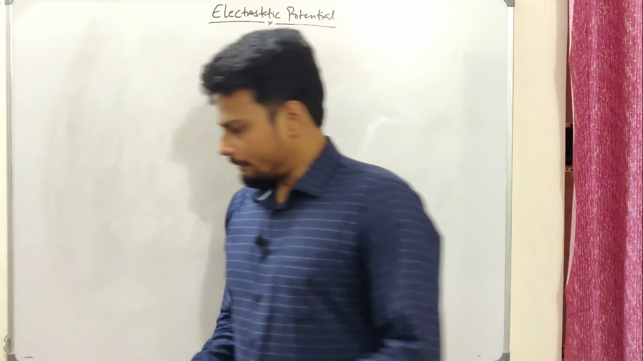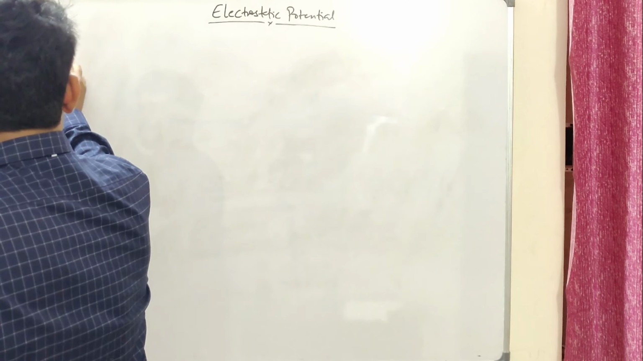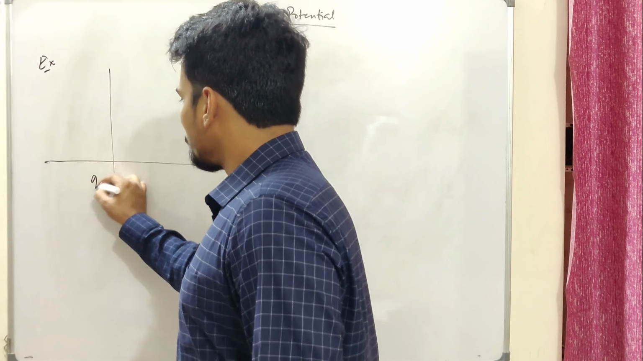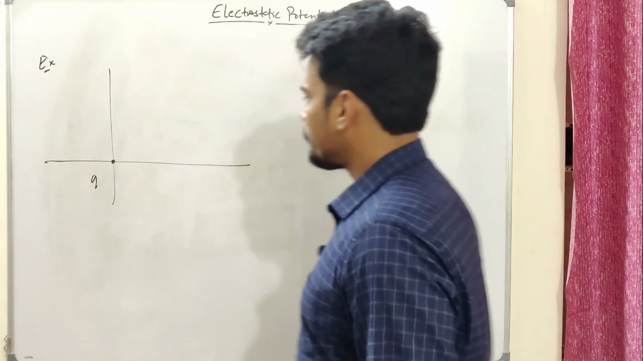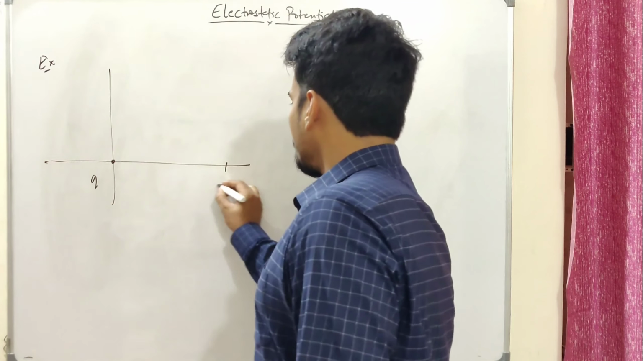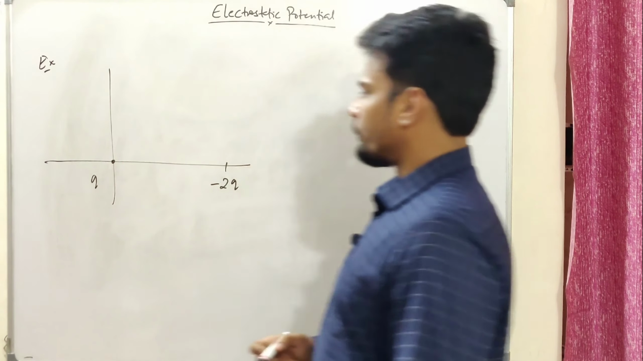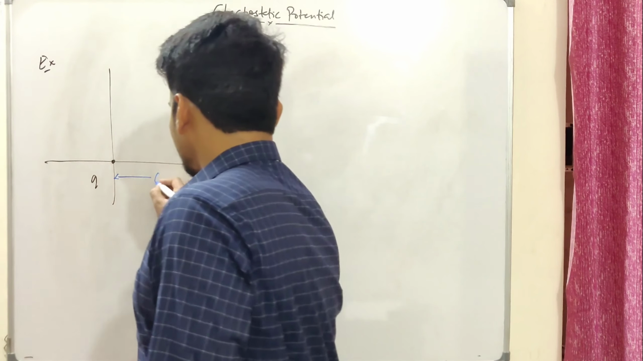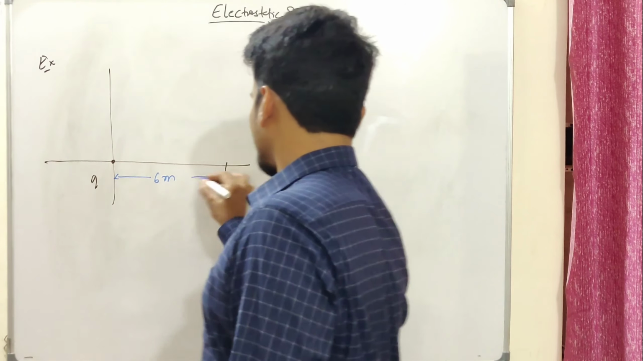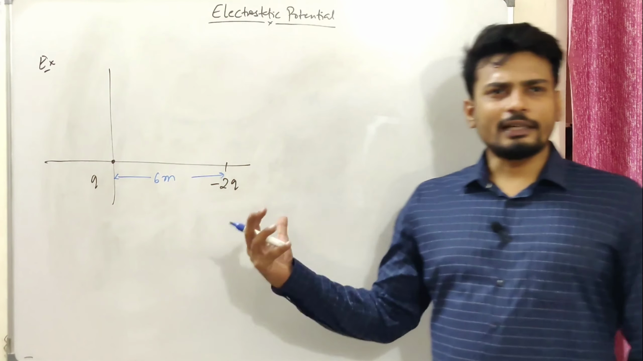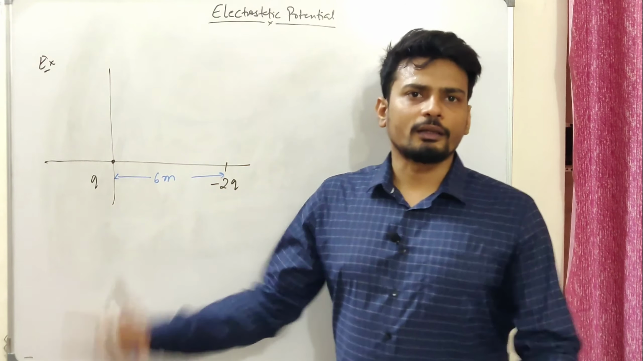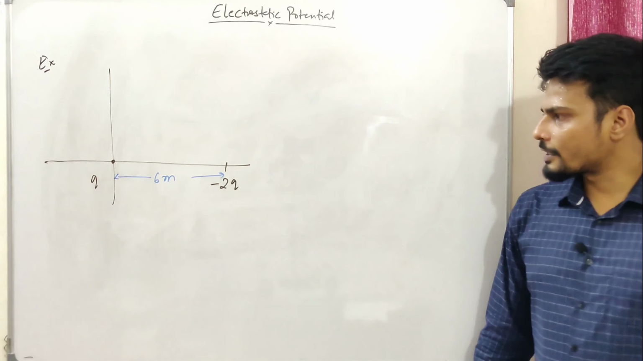Now let's say I have an arrangement over here, such that I have a charge Q placed over here at the origin, and I have, let's say, minus 2Q placed over here at a distance of, let's say, 6. These numbers are chosen for getting a good answer. I can actually do it with 2a in general. I'm just choosing a number for your better understanding.